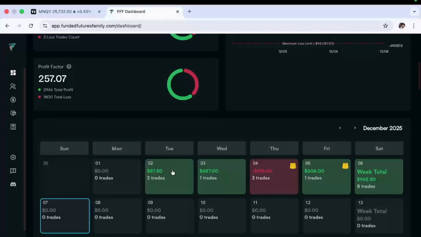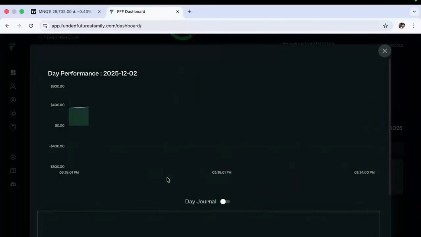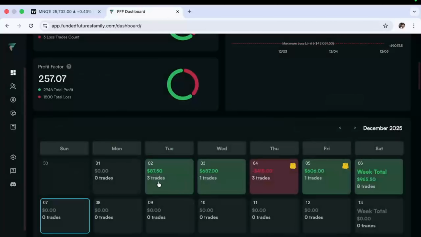As you can see, on the very first day, I have taken three trades, and the very first trade itself made a loss of around 700. Then in the second trade, I made a profit of around 800, so 87 was my profit. Second day, I made a profit of $687. Third day, which was Thursday, I made a loss of $415. And Friday, which was yesterday, I made a profit of around $606. So weekly total profit is around $965.